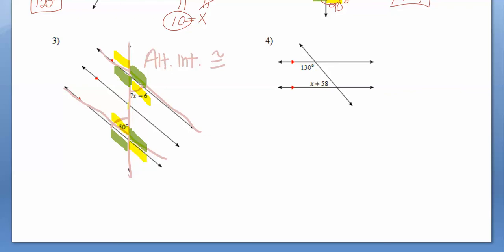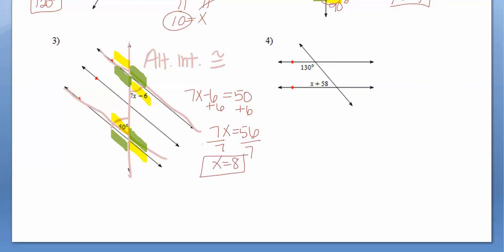It makes a pattern. So ours are going to be congruent again. So 7x minus 6 equals 50. Add 6, 7x equals 56, divide by 7, x is 8.